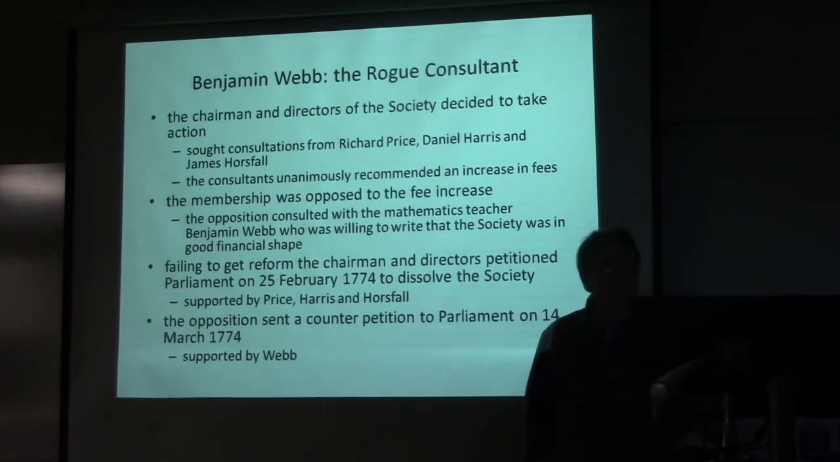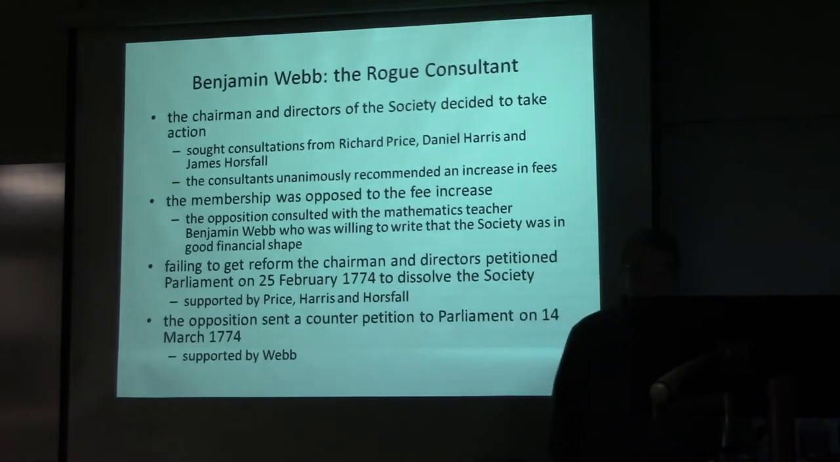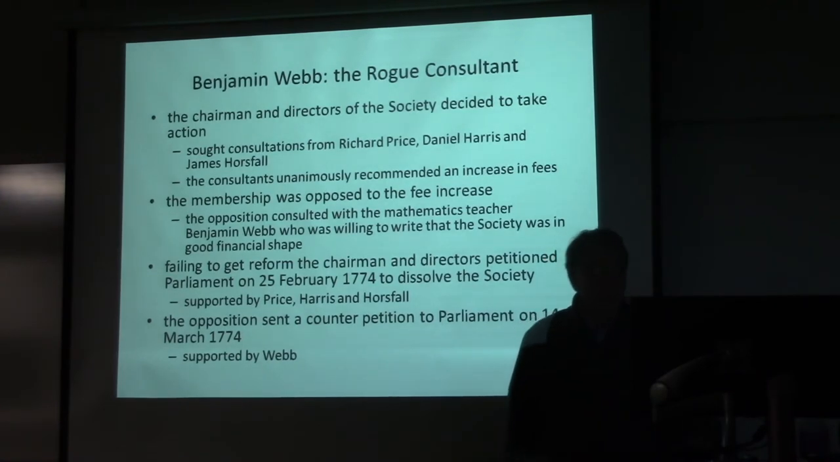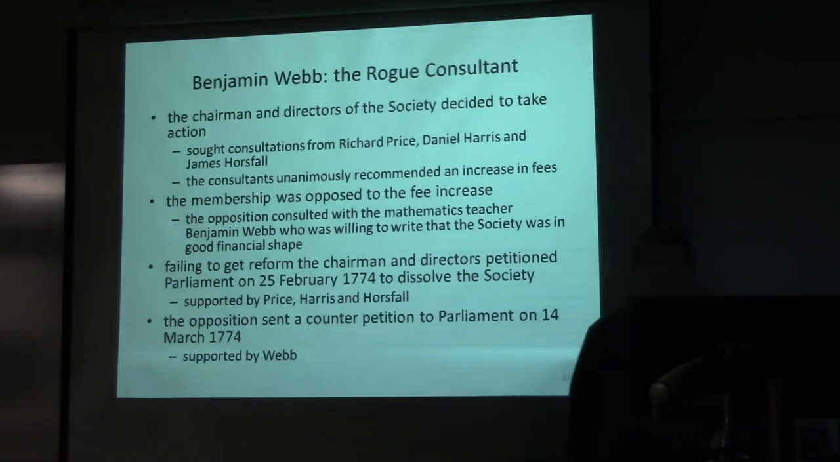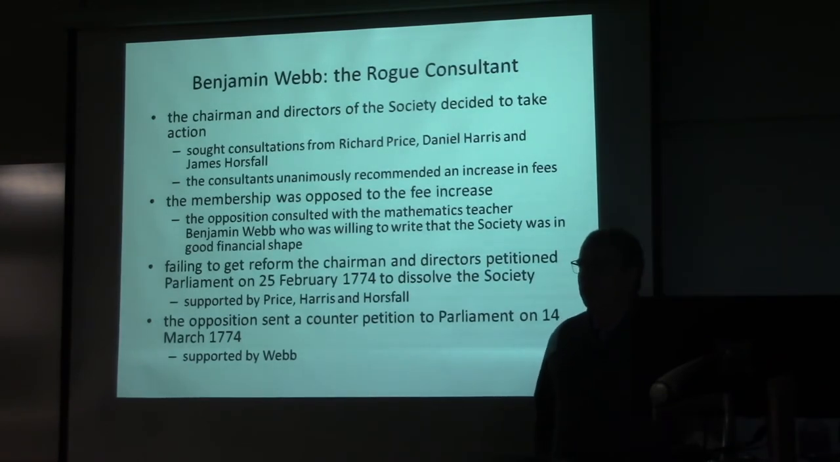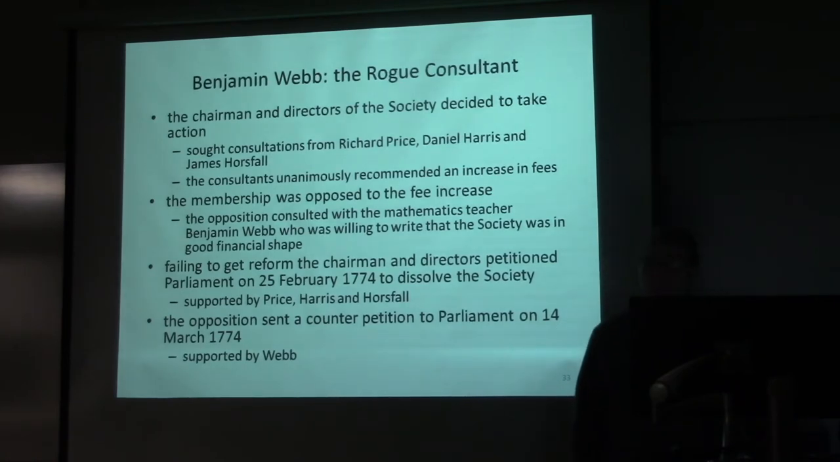annuity society, because the directors of the society had read Price's work, had believed in Price, and they sought consultations from Price and two other mathematicians, Daniel Harris and James Horsfall, and all three of these guys recommended that the fees had to go up or otherwise you'd go broke. So the membership, of course, nobody wants to pay larger taxes. It's everywhere. It's even in the 18th century. These guys were paying a certain amount. They didn't want to pay any more. So the members of the society got somebody else to say everything was okay. That was this guy, Benjamin Webb.